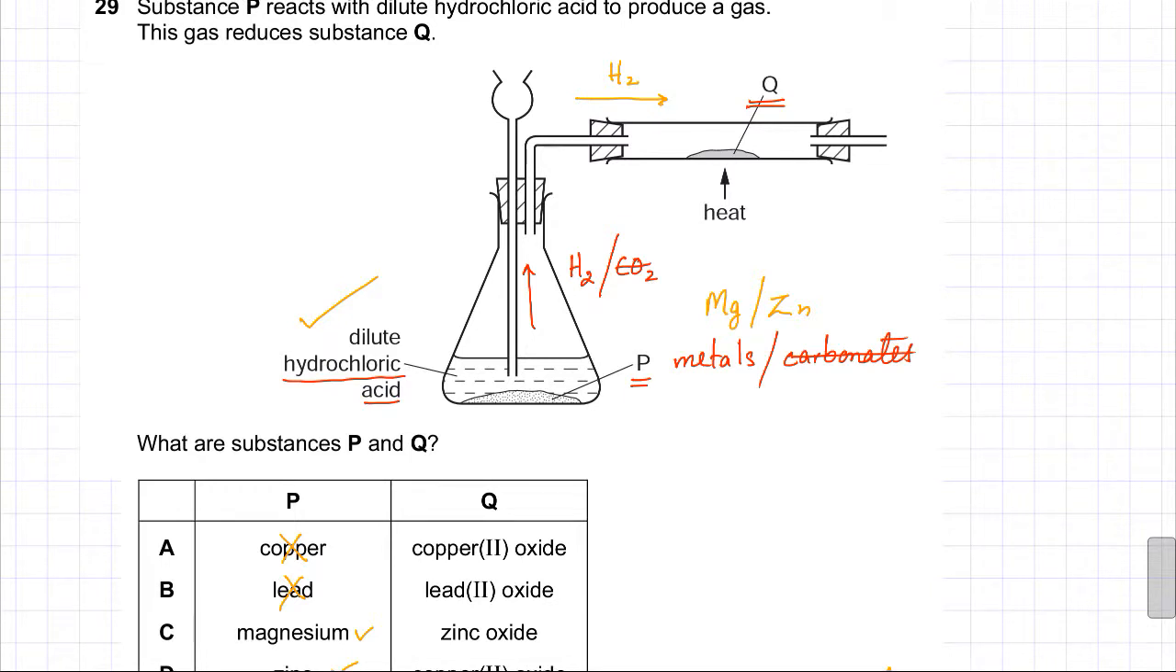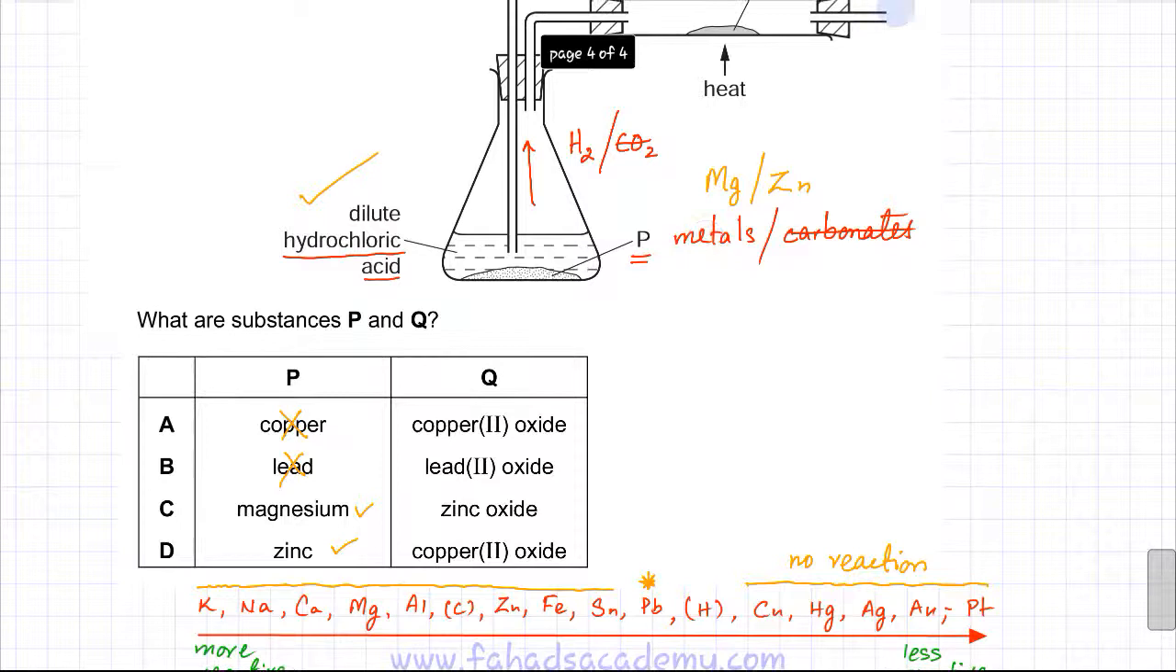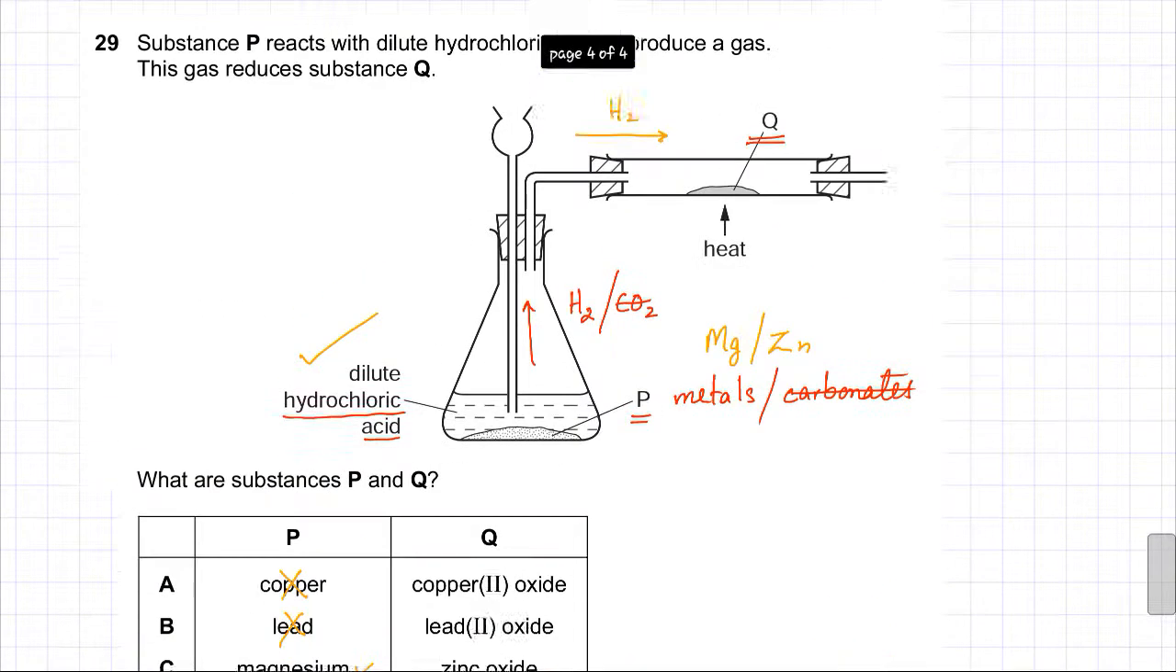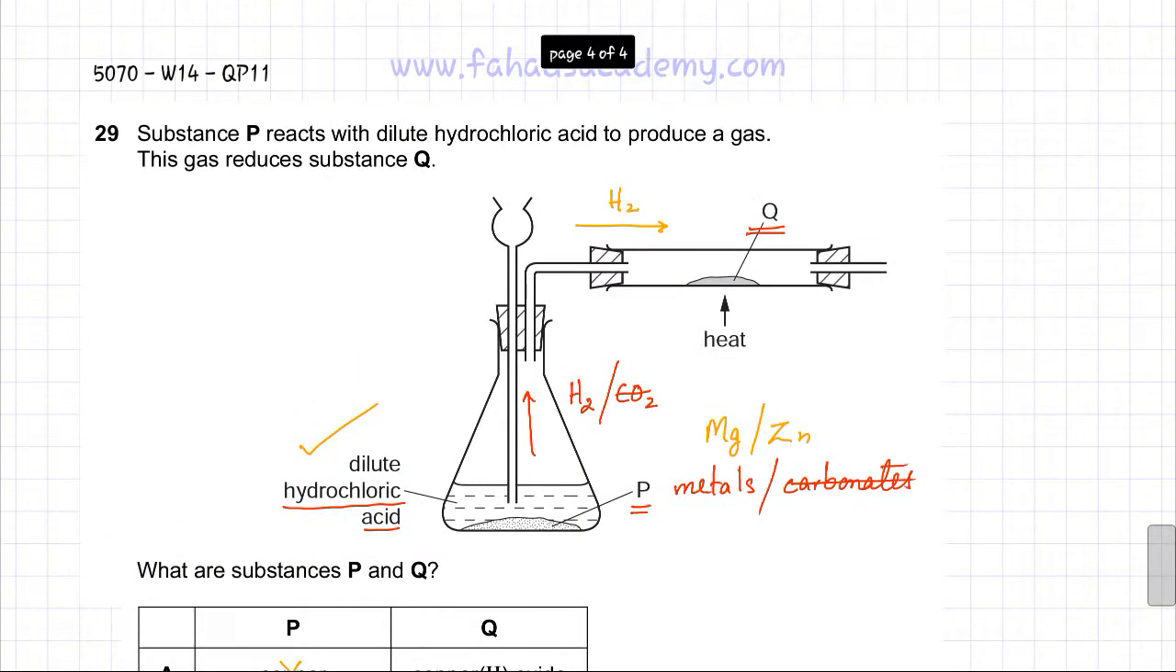The options that I have for substance Q are copper 2 oxide. So the two options that have copper 2 oxide in them, there's lead 2 oxide and there's zinc oxide. So I'm going to write all of them over here. So it's either going to be CuO, or it's going to be PbO, or it's going to be ZnO. So it's either one of them.